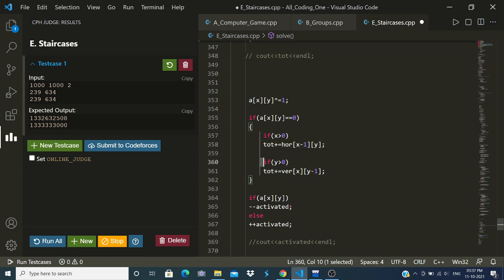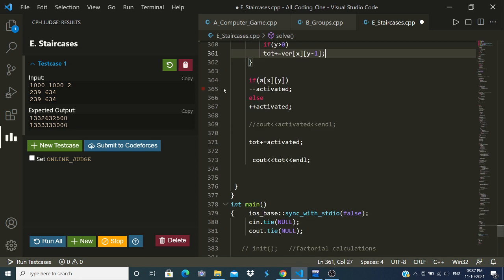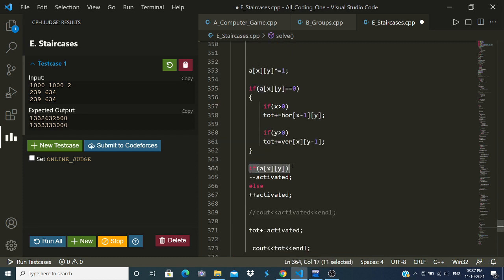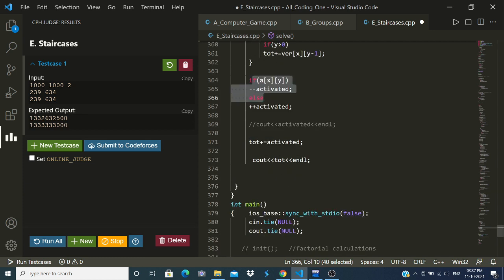And similarly for the vertical case, you can add, and depending on whether the cell now is activated, free or dead, you can just simply increment or decrement the activated, add that to total at the end, and then you can just print it, right?